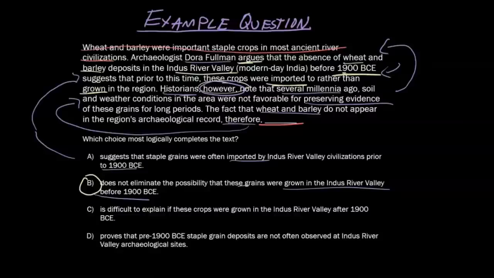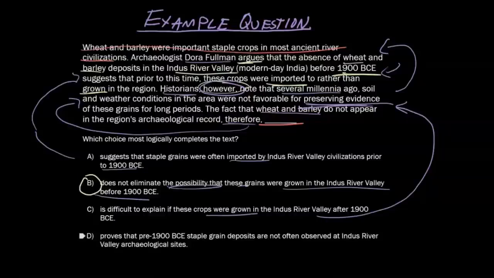Remember, you should always eliminate all answers before moving on to your next question, right? But this makes sense because it's eliminating the possibility, right? Because if evidence was not preserved, then they would not know if there was wheat or barley. Now, it is difficult to explain if these crops were grown. Historians believe that it's true that the soil was not favorable for preserving evidence. So it's not necessarily difficult to explain, we just don't know. So there's a possibility.